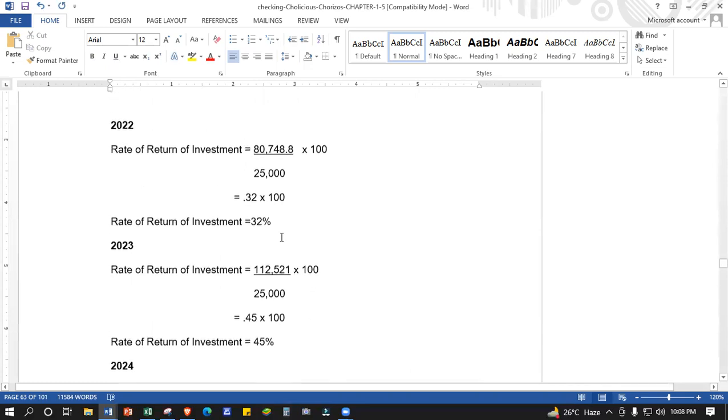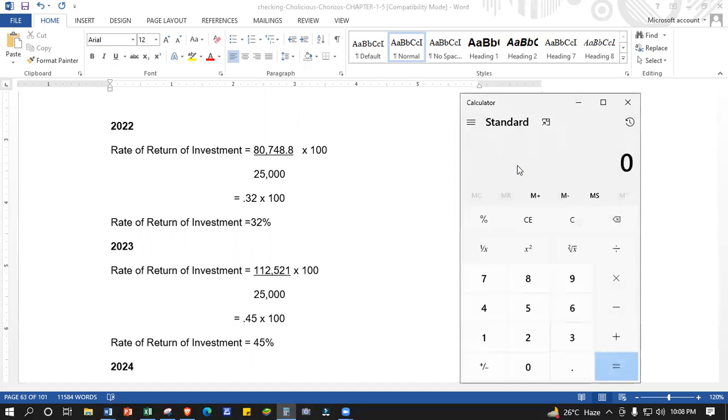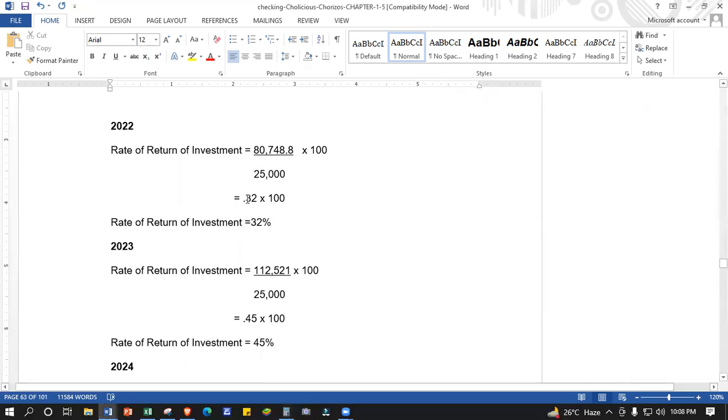Actually, that's wrong too. So, the rate, your profit for year 1 is 80,748.8 divided by 25,000 times 100. So, it's not really 0.32 but 322.99, or 322.9952. Correct?